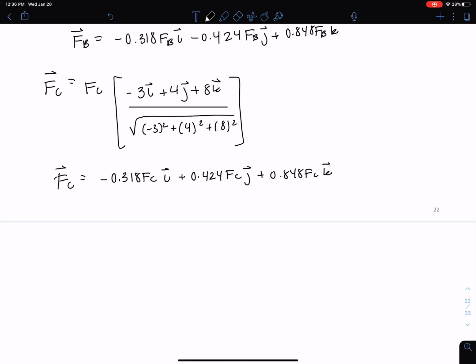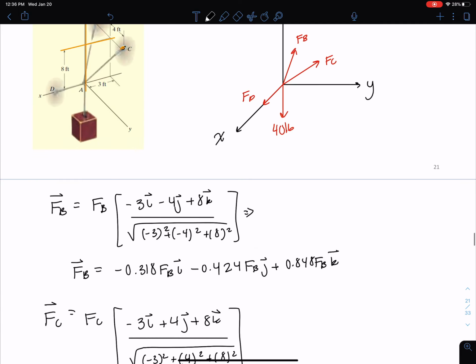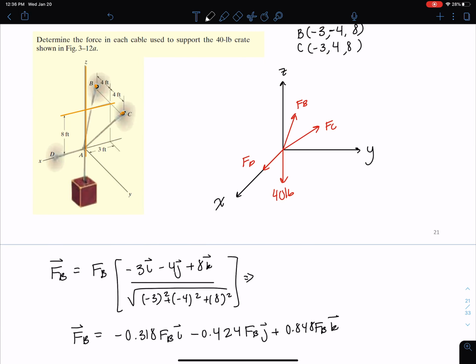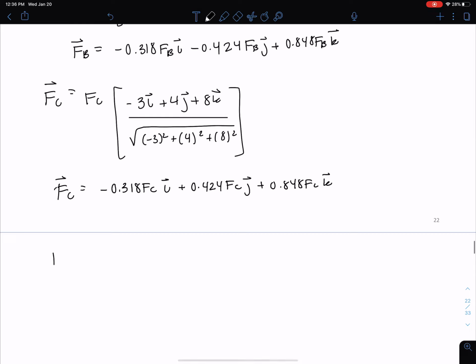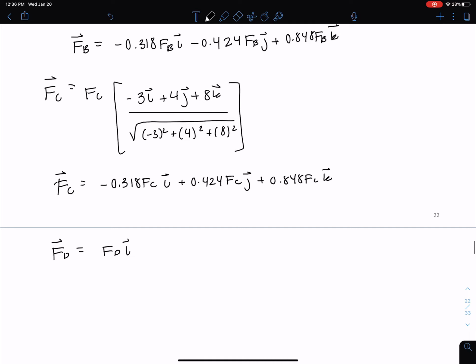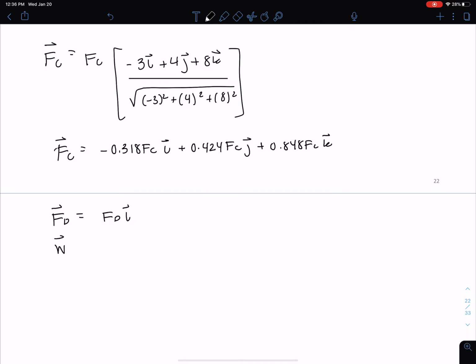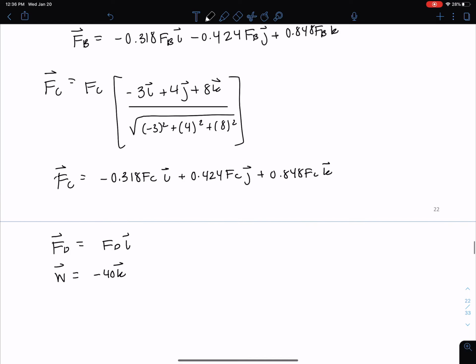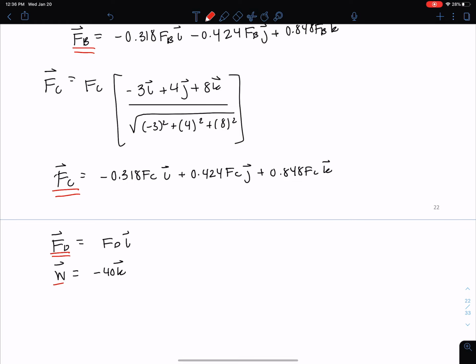And now I also have FD, right? I have this force FD here that's purely on the X, and I don't really need to do very much for that because it's not acting in any direction. FD is just acting purely in the I direction, the positive I. And then I also have my W, which is just that -40 in the K. So these are really all of the forces I have acting. I have FB, I have FC, I have FD, and I have W.